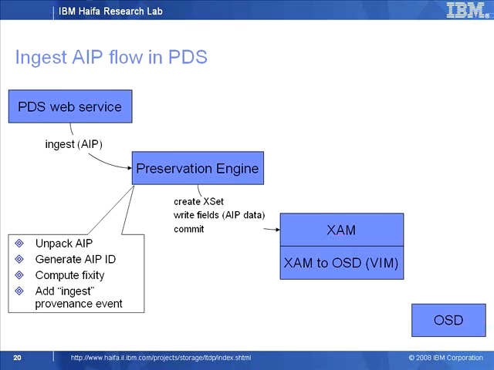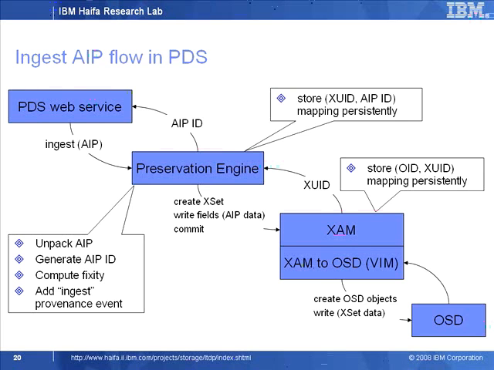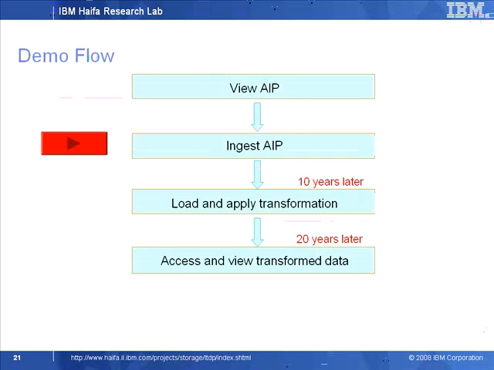It then creates ZAM objects and maps the AIP into them. These ZAM objects are then mapped to OSD objects and stored at the OSD. On the way back, the AIP ID is returned to the caller. Next, you'll see how the PDS graphic user interface is used to ingest the MST AIP.